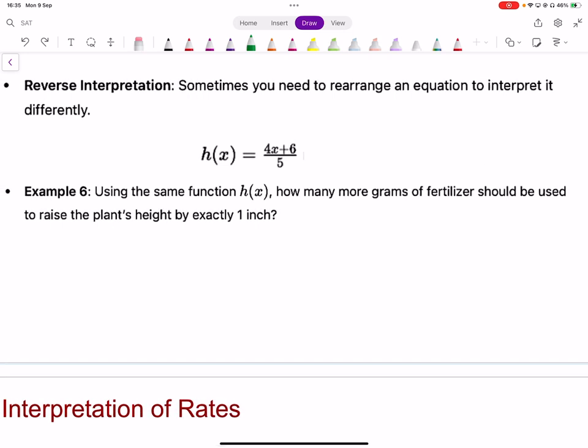Okay. Let's consider that same equation. How many more grams of fertilizer should be used to raise the plant's height by exactly 1 inch? So now you want to increase the height by 1 inch. How much do you have to change x by?